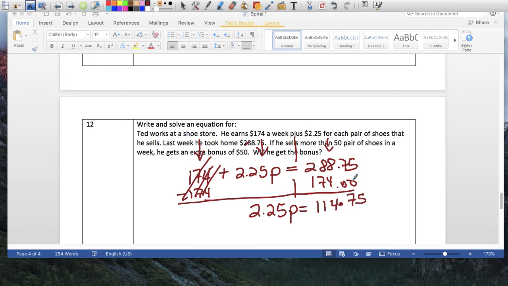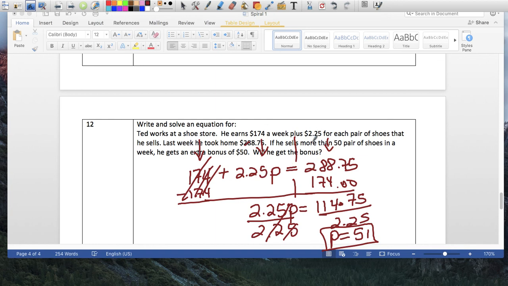114.75 divided by 2.25 equals 51. So if I divide this side by 2.25 and divide this side by 2.25, right? It's going to get me that p, the number of pairs of shoes that he sold, was 51. So he sold 51 pairs of shoes last week, and for each pair of shoes that he sold, he got $2.25.